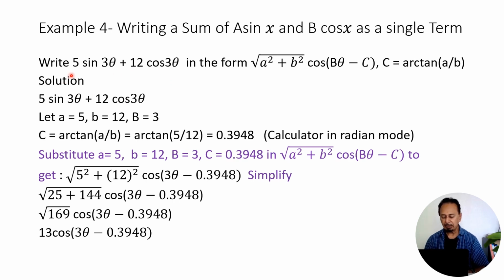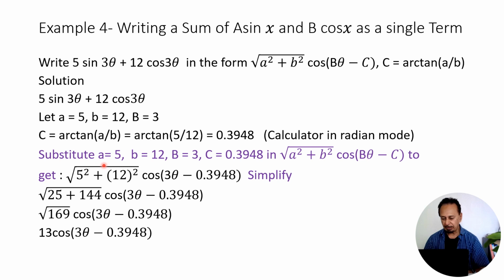Example 4. We're going to write 5 sine 3 theta plus 12 cosine 3 theta in the form square root of a squared plus b squared cosine B theta minus c, where c is now arctangent a over b. So let's start with 5 sine 3 theta plus 12 cosine 3 theta. So here a is 5, b is 12, and uppercase B is 3. And c is now arctangent a over b, which is arctangent 5 over 12. Putting it in the calculator gives you angle 0.3948 in radian mode.